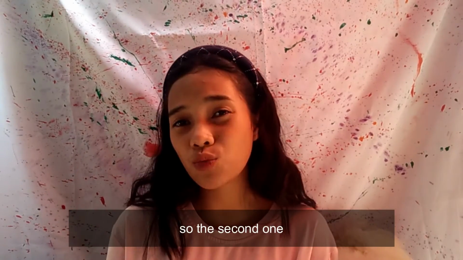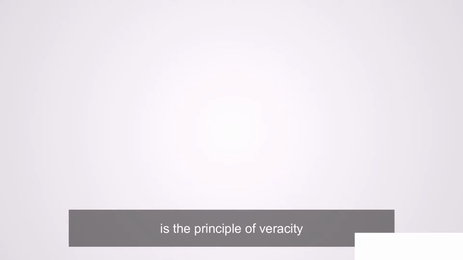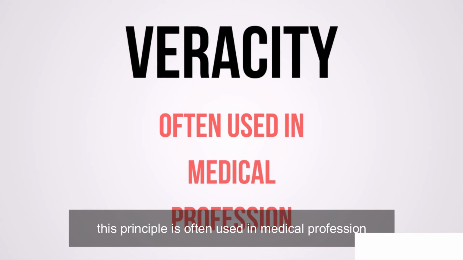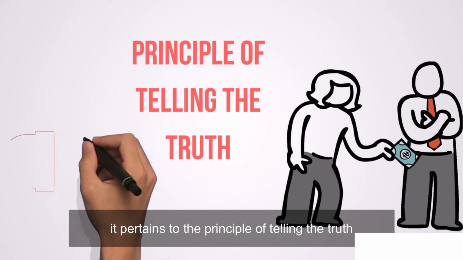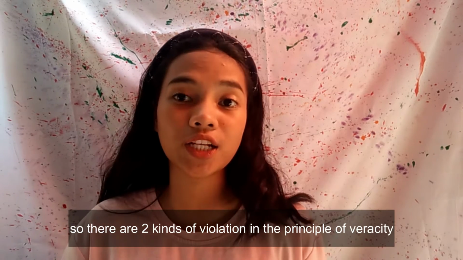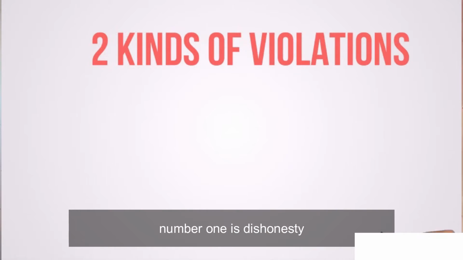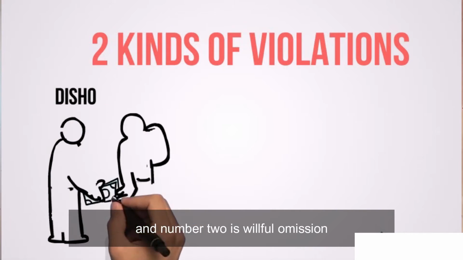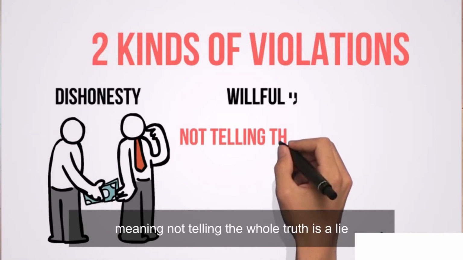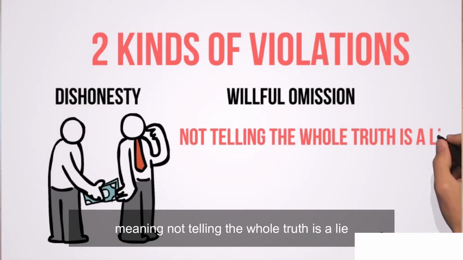Alright, so the second one is the principle of veracity. This principle is often used in the medical profession and it pertains to telling the truth. There are two kinds of violations of the principle of veracity. Number one is dishonesty and number two is willful omission, meaning not telling the whole truth is a lie.